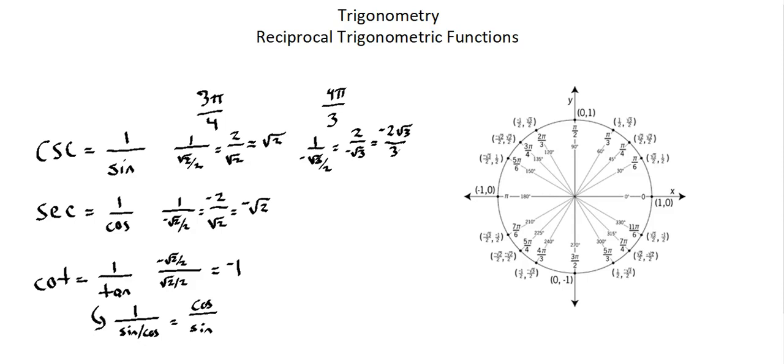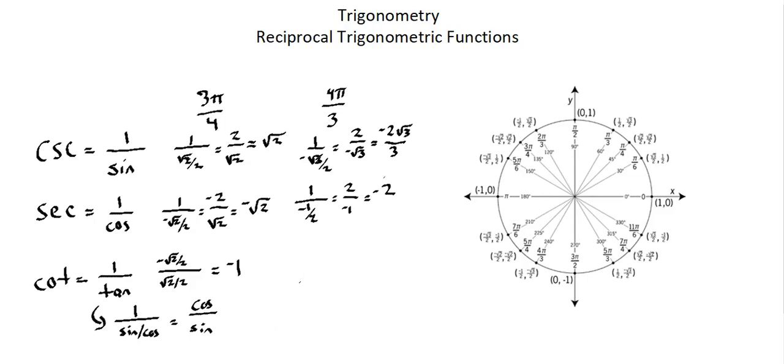Secant of 4 pi over 3 is 1 over cosine. The cosine value is negative 1/2. So we have 1 over negative 1/2, which equates to 2 over negative 1, which we can simplify to the value negative 2.